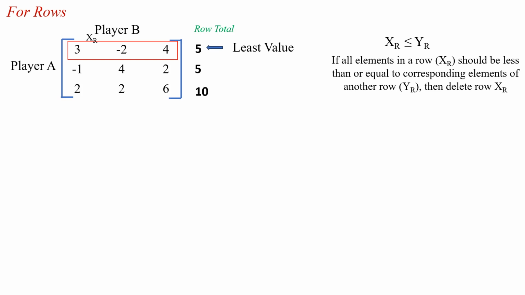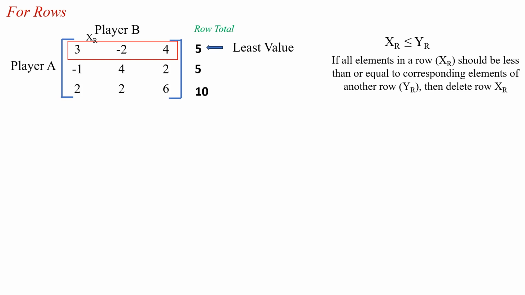The first element in the first row is 3. Similarly, the first element in the third row is 2. So 3 is not less than 2, so the condition is not satisfied. Here the condition is that all elements should be less than or equal to the other row's elements. The first element in the first row, that is 3, and the first element in the third row is 2. So 3 is not less than 2, and that condition is not satisfied.